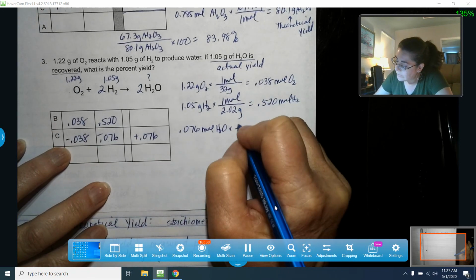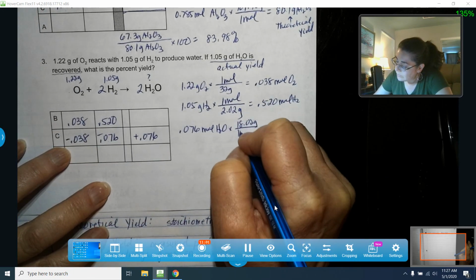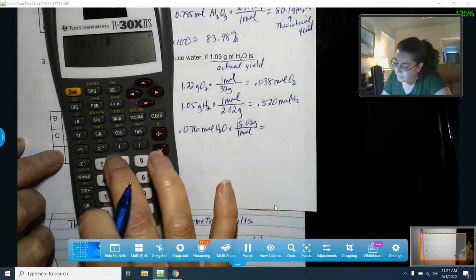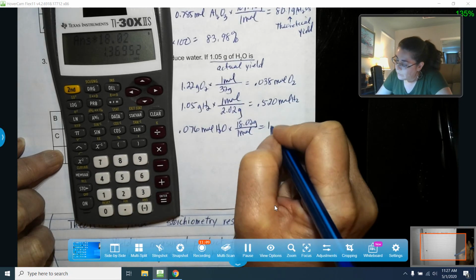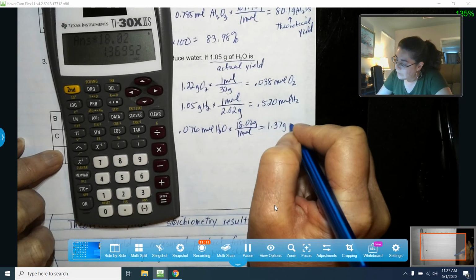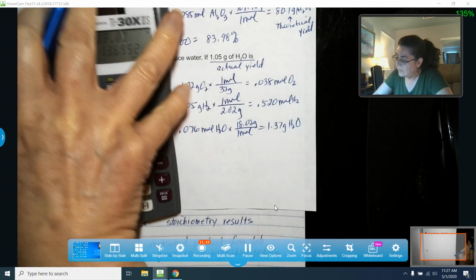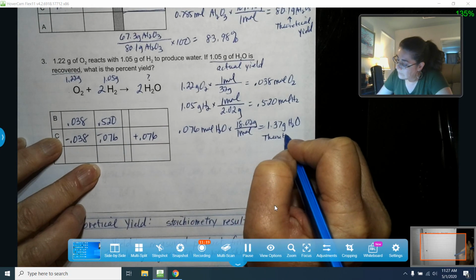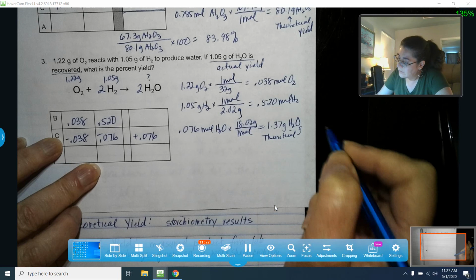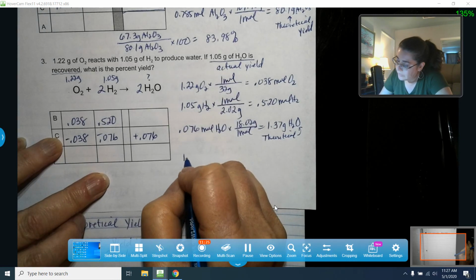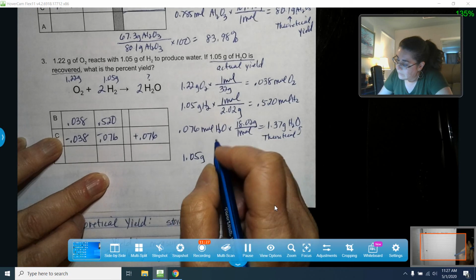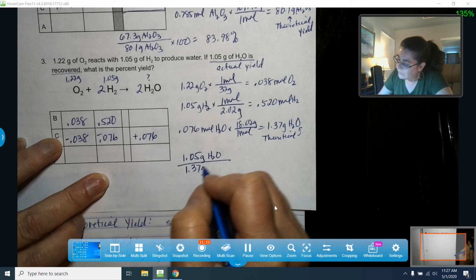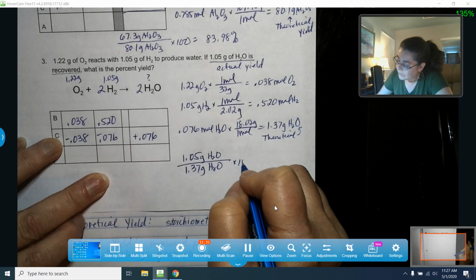Molar mass of water, 18.02 grams is 1 mole. So I'm going to take my 0.076 multiplied by 18.02, and I get 1.37 grams of water. So this is my theoretical. This is my actual. So to find my percent yield, 1.05 grams of water divided by 1.37 grams of water times 100.